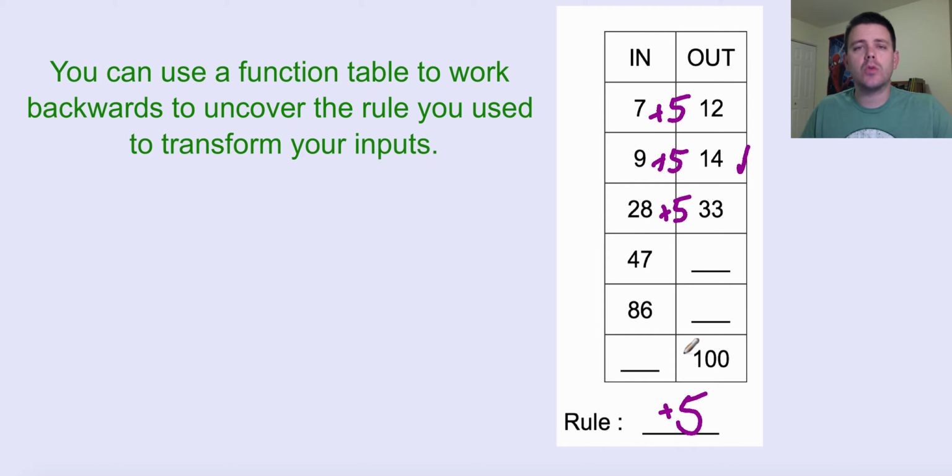So now that we know the rule, let's put it to use. If I plug in 47, I want to add 5. 47 plus 5 is an output of 52. If I plug in 86, and again I want to add 5, 86 plus 5 is 91. This one I got to work backwards. So what did I plug in? I added 5 to it and got 100. Well, 95 plus 5 gives me 100. So just knowing a couple of the inputs and outputs, your x's and your y's, can help you figure out what was the function that you were using, what was the rule, so that you can use it to work backwards and find some additional values.